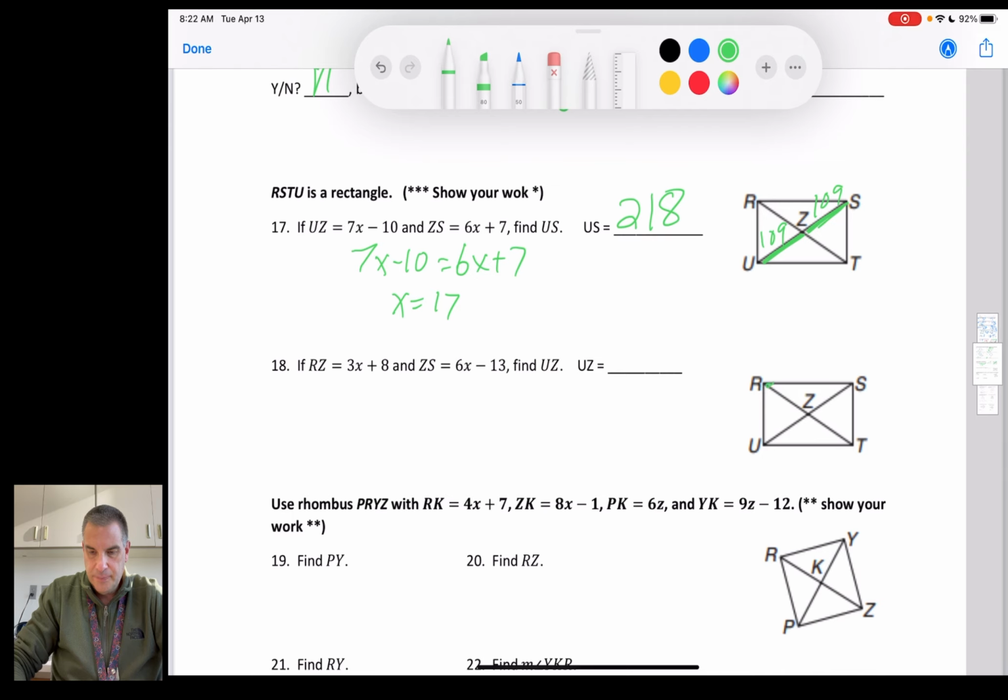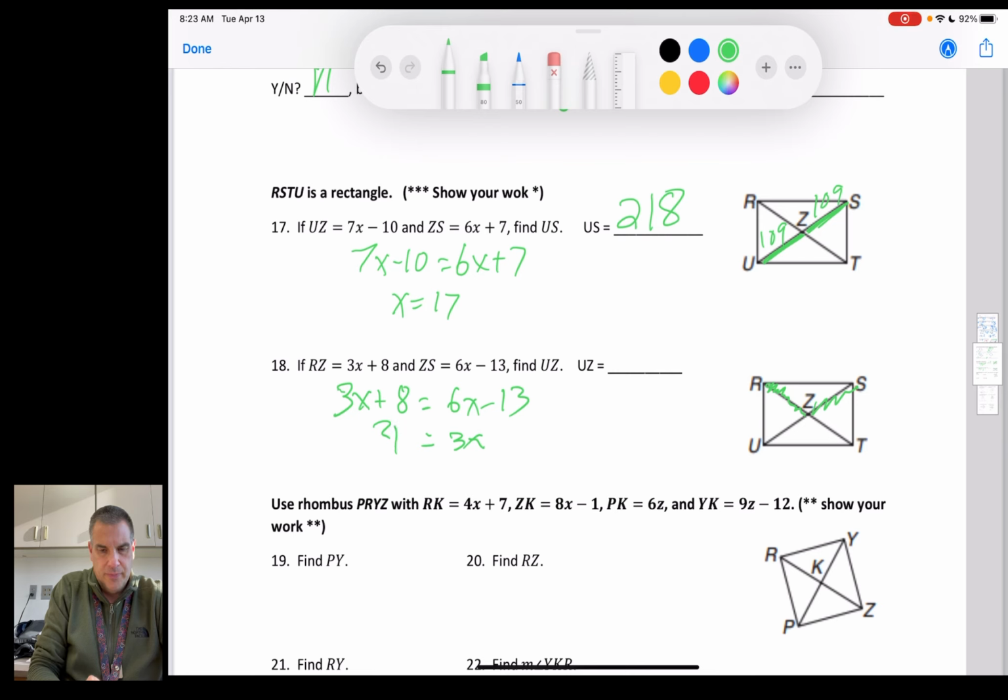RZ this time is 3x plus 8. XS is 6x. So again, they're going to be the same. In a rectangle, all the diagonals are the same. So you get 3x equals 21. X is equal to 7.